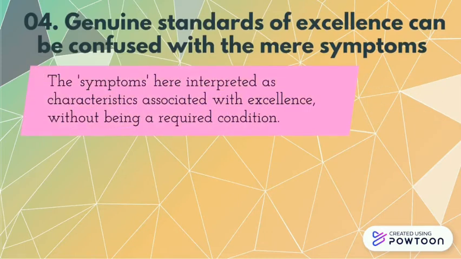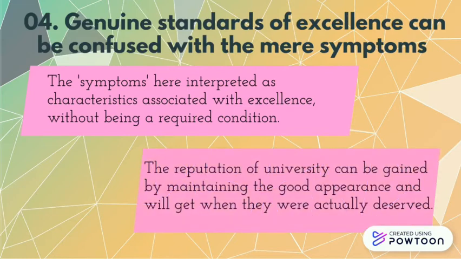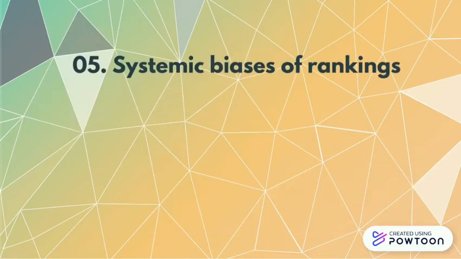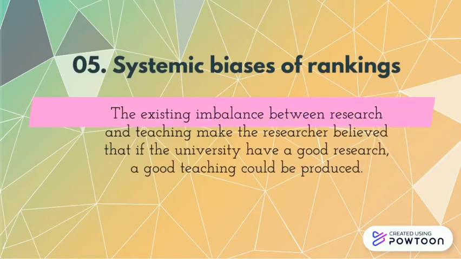The symptoms here are interpreted as characteristics associated with excellence without being a required condition. The reputation of a university can be gained by maintaining a good appearance, without getting what they actually deserve. The last one is systemic biases of rankings. The existing imbalance between research and teaching makes researchers believe that if the university has good research, good teaching could be produced.